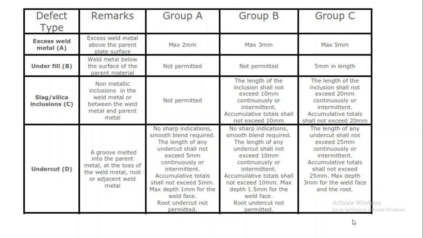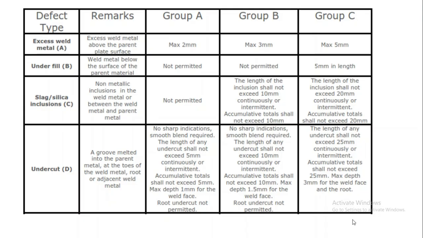In group A, the acceptance criteria are very stringent compared to group C. In group A, a maximum of 2 mm of excess weld metal height is accepted. In group C, up to 5 mm is accepted. If it goes beyond 5 mm, it's rejected in group C.